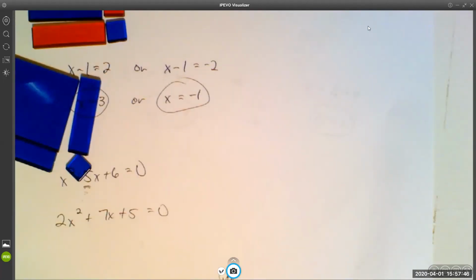So, okay, I'll link you to another video to talk a little bit more about the link between this visualization and the algebraic formula.